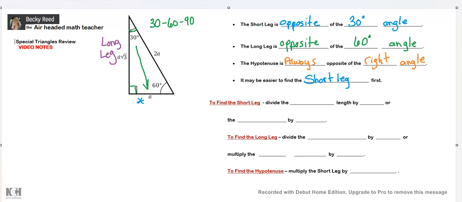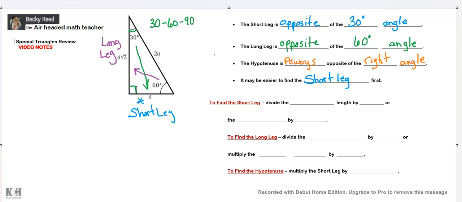And let's go ahead and write our short leg. It is right here. It's important to identify these. Now the long leg is opposite of the 60-degree angle, so this is our long leg over there. So you find your 60-degree angle, and it's opposite of that. That's going to be your longer leg.